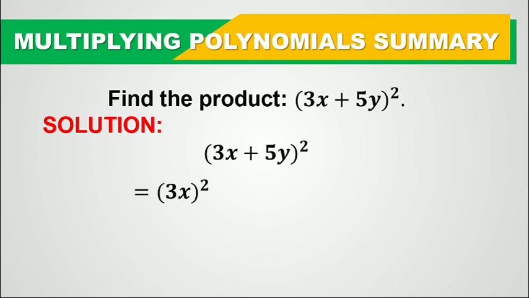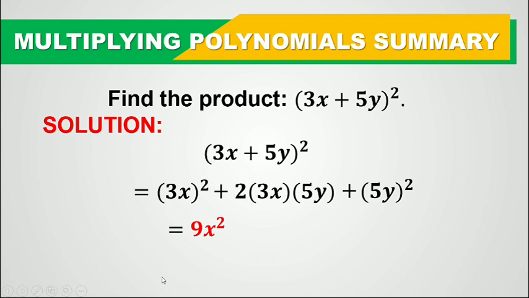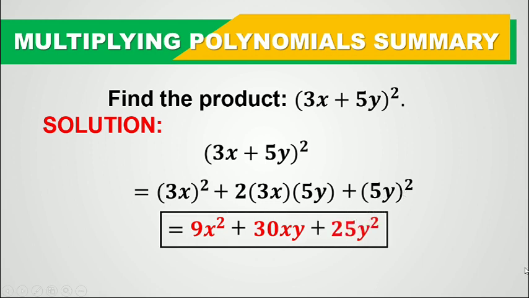So quantity 3x squared. And then since it is plus, plus twice the product of the first term and the last term, or the second term, and then plus the square of the last term. So let's simplify this further. Quantity 3x squared, that's 9x squared. And then plus 2 times 3x, that's 6x times 5y, that's 30xy. And then plus quantity 5y squared, that's 25y squared. So this is the answer for this particular question.